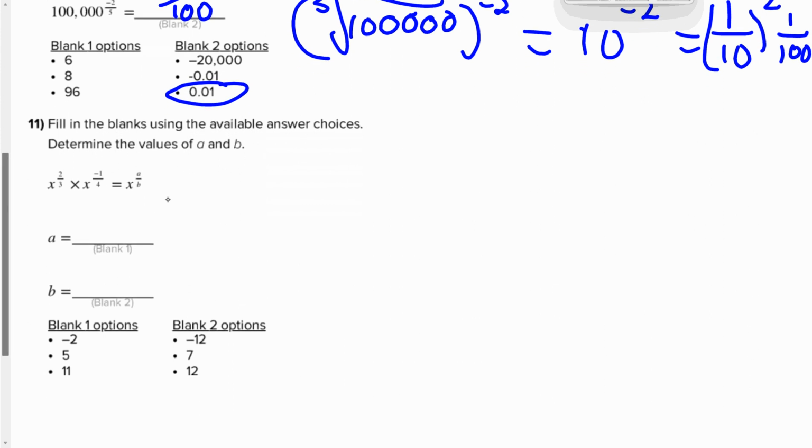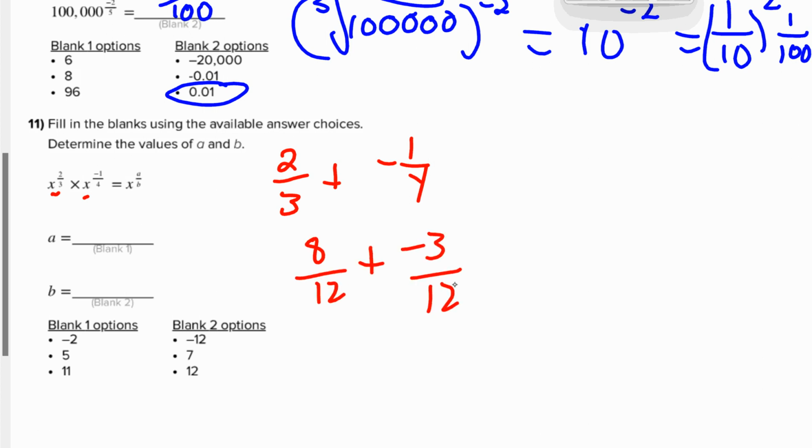All right, this one's asking you to use rules of exponents, right? When we multiply by the same base, we add exponents. So what is 2/3 plus a -1/4? Well, a common denominator, right, would be 8 over 12 plus -3 over 12, which is 5 over 12, would be my exponent, right? And what is a and b equal? That's just saying what this fraction is. A is the numerator, so 5 would be that one, and then b is the denominator, that would be 12.